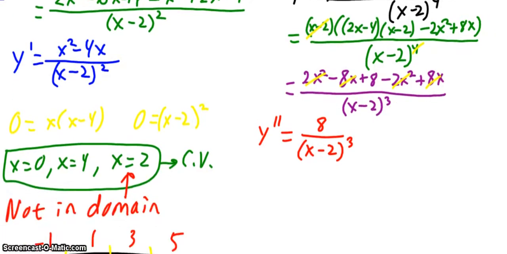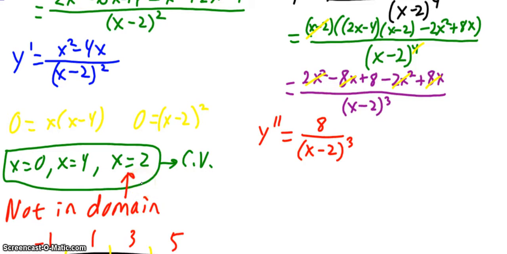Alright, now my critical values. So I set the numerator of the derivative equal to 0, and I set the denominator of the derivative equal to 0. The numerator gives me x equals 0 and x equals 4. The denominator gives me x equals 2. So these are my critical values, but I do want to note that x equals 2 is not in my domain. So I know that that is not going to be a maximum or a minimum.